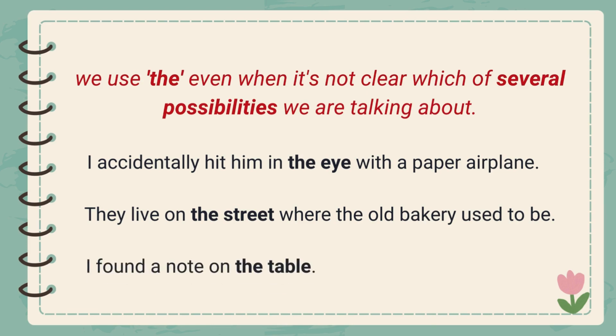I found a note on the table. The table is used without specifying which table, as the emphasis is on the general location of finding the note. In these examples, the is employed to convey a general idea without the need for specific identification. It is often used when the speaker assumes that the audience can understand the context, or when the specifics are not crucial to the meaning being conveyed.